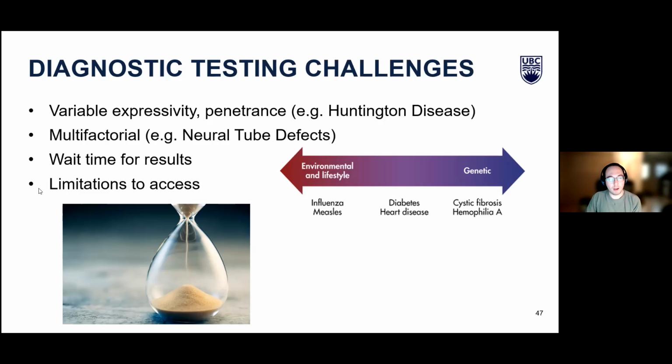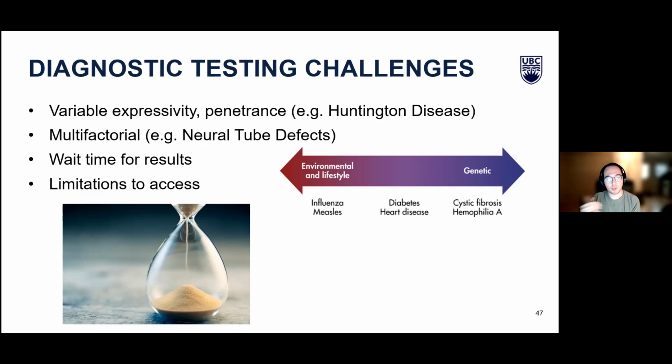There's also, of course, lots of limitations with access. One thing is that not everybody can do all of this testing. Sometimes it's part of a provincial or federal program where the testing is free, but you have to meet certain criteria. There's people that might not meet the criteria, and therefore they're not able to get the testing done, even if they are worried about potentially having or carrying a certain genetic condition.